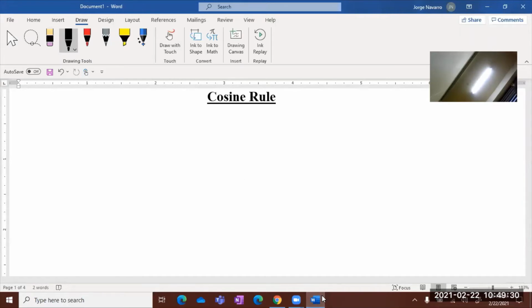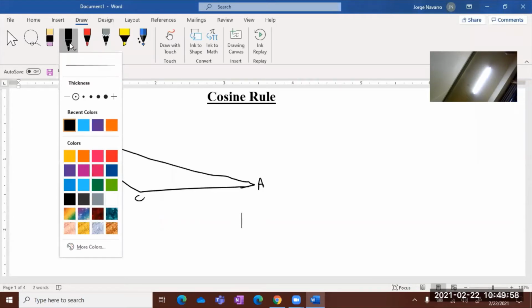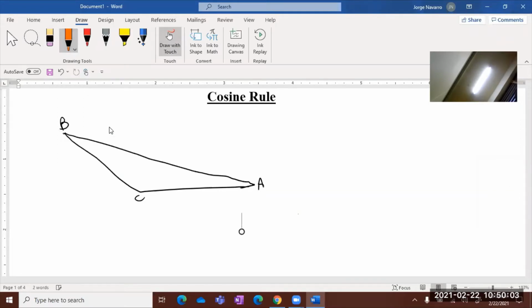So again, the cosine rule is not for a right angle triangle. If you have a right angle triangle, you cannot utilize the sine nor the cosine rule. So I'm going to call this A, I'll call this B, I'm going to call this C. All right, so here we have an obtuse angle triangle. And as I said, we can't use Pythagoras nor trigonometry if it's not a right angle.